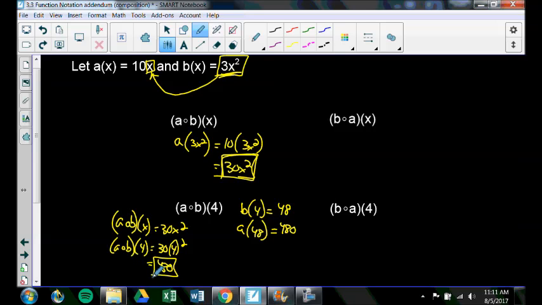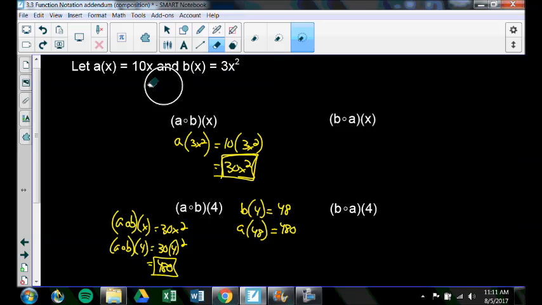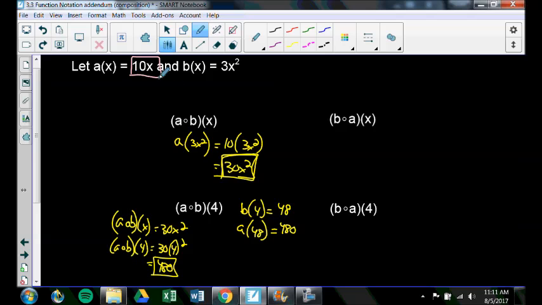Now we flip it around, b of a of x. So the a stuff gets plugged into b. This is going to go here into just the x. Just the x is getting replaced. So this is really going to become b of 10x. And b of 10x is going to be 3 times 10x squared, which is 3 times 100x squared, which is 300x squared.